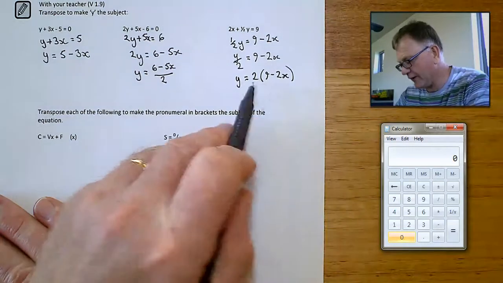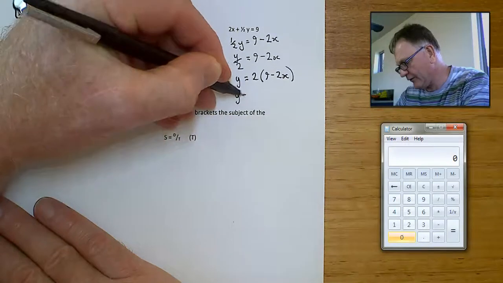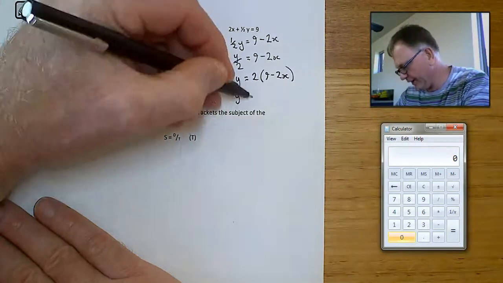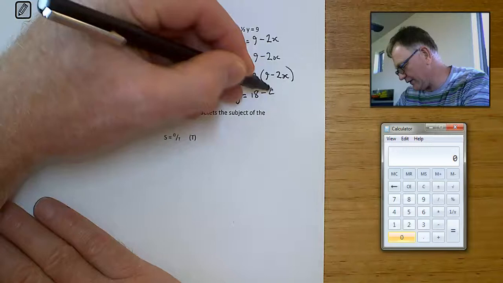Or you could multiply out these brackets if you wanted to. So you've got your final answer looking like this: y equals 18 take 4x.